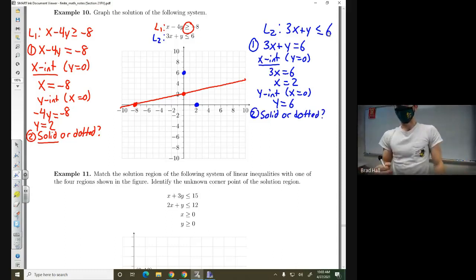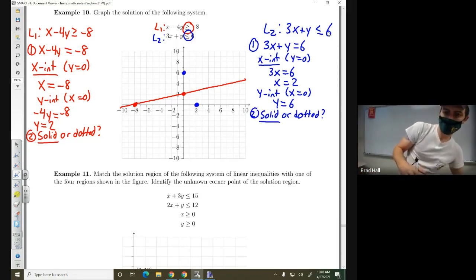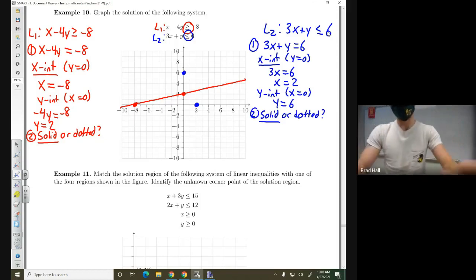And then we ask ourselves, do we get a solid line or a dotted line? The inequality here has an equal to part, so this will be a solid line. We'll go ahead and draw that one in as well.